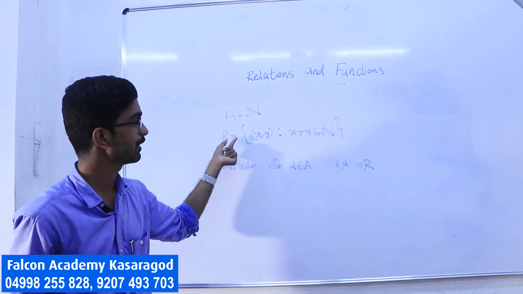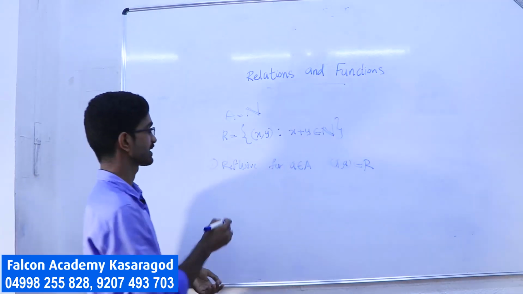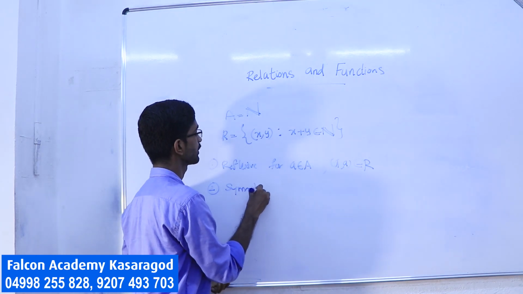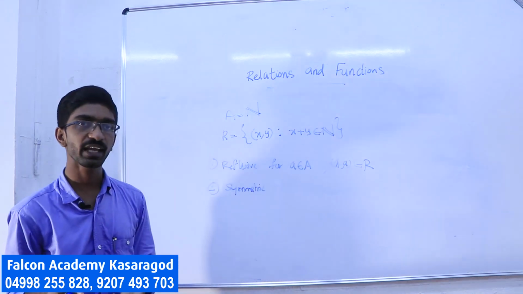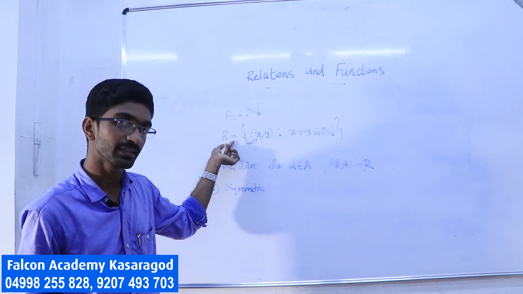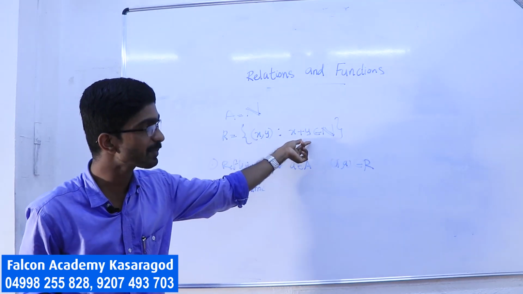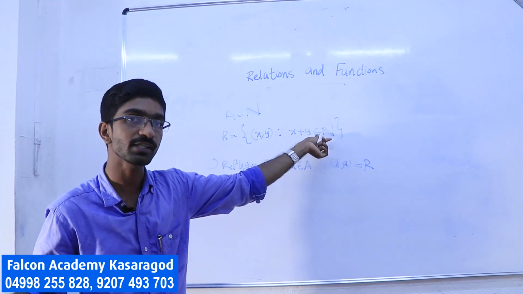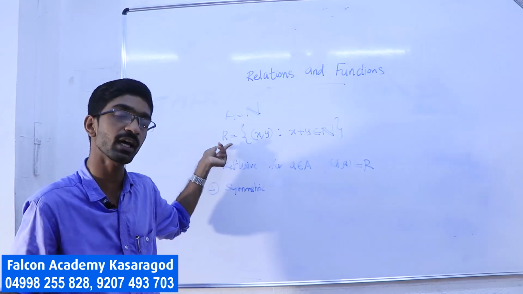So the element A belongs to R. So it is reflexive. Clearly symmetric, because if AB belongs to R, that shows A plus B is a natural number. So clearly B plus A is also a natural number. So BA belongs to the relation R.